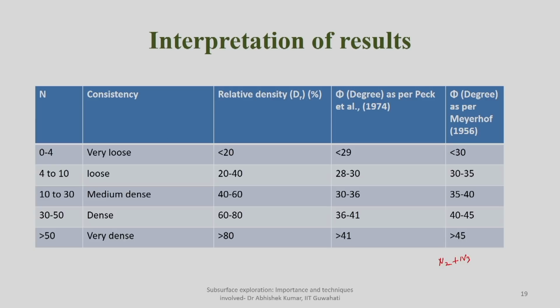Once you know this, you can first of all get to know the consistency, whether it is very loose soil, medium dense soil, or very dense soil. You can also get an idea about the relative density. For example, if the SPT N value is 4 to 10, you will say it is loose soil having relative density in the range of 20 to 40. Similarly, Peck et al. in 1974 provided a reference, based on your SPT, to get an idea about the phi value, and the same by Meyerhof in 1956. So, other than the number of blows, you can also get an idea of the consistency, the relative density, and the phi value of the soil.